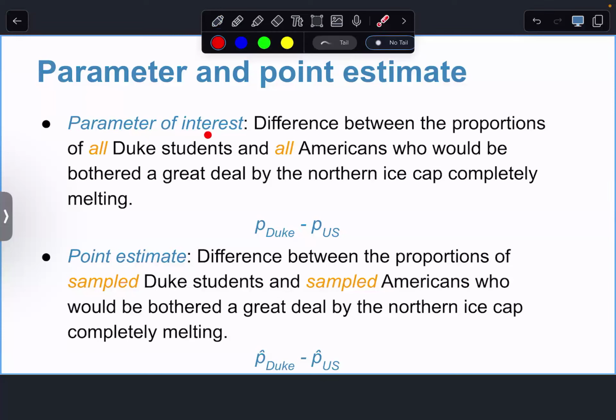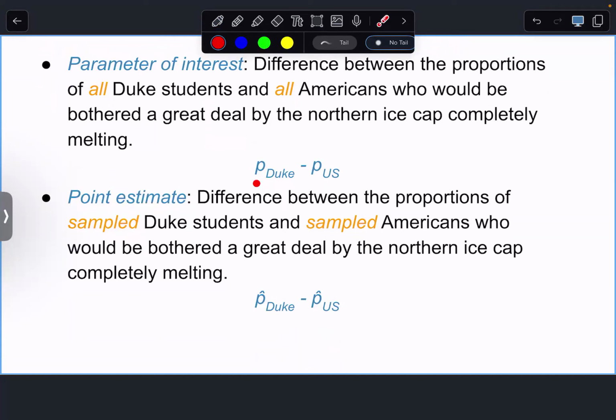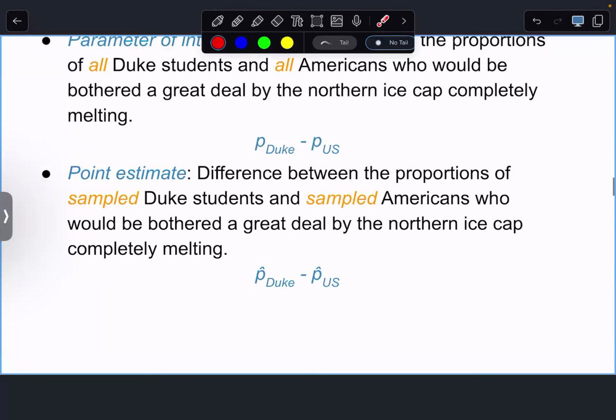The parameter of interest that we're actually wanting to talk about, learn about, is the difference between the proportions of all Duke students and all Americans who would be bothered a great deal by the northern ice cap completely melting. And so we're interested in talking about p Duke minus p US. And so this is where she's swapped the columns very confusingly, to me at least. So that's why I wanted to use these as group 1 and group 2. Right. And so that's why I didn't write it down.